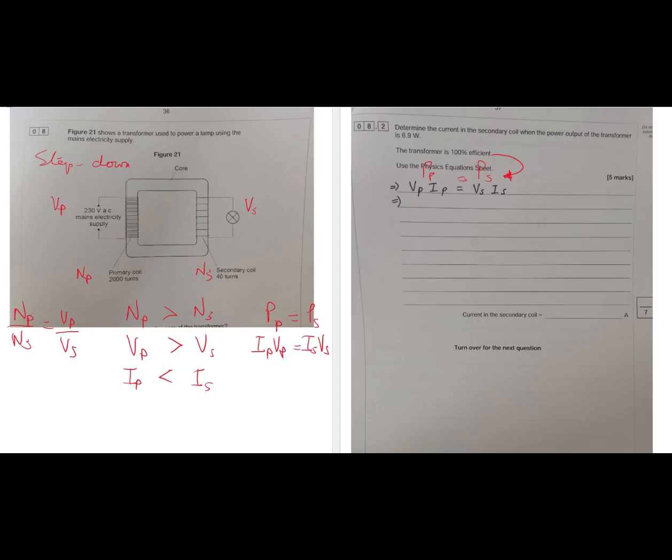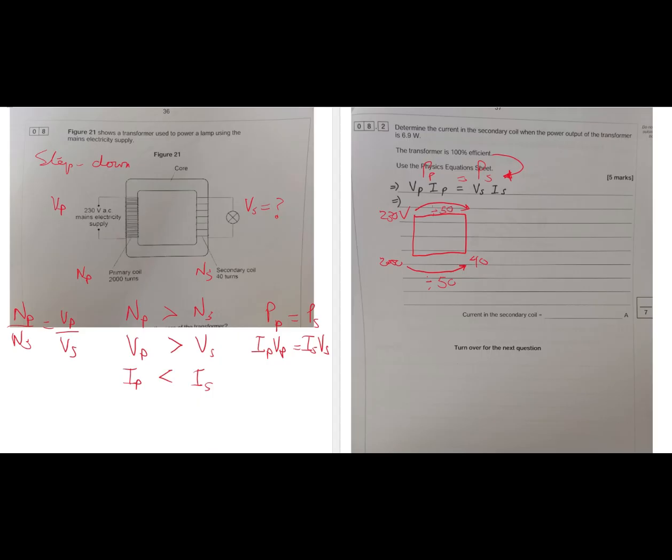Now you've got two choices here. You could use the transformer formula, or you could do what I told you is probably easier because it's easy to visualize. If you've got 2000 turns and you've got 40 turns here, and then obviously you've got 230 volts. Well, if you work out the scale factor, 2000 divided by 40, you get 50. That means the voltage does exactly the same, so you have to divide by 50.